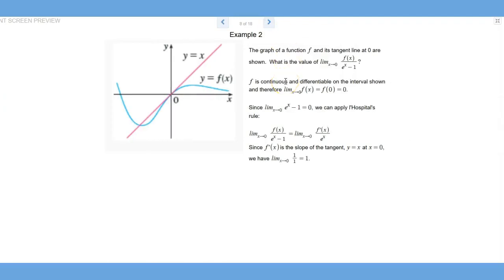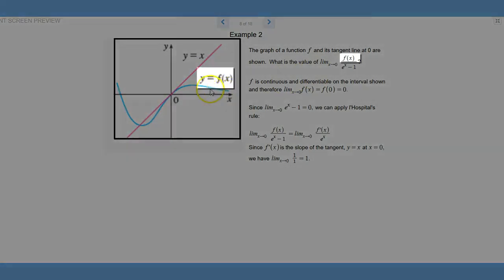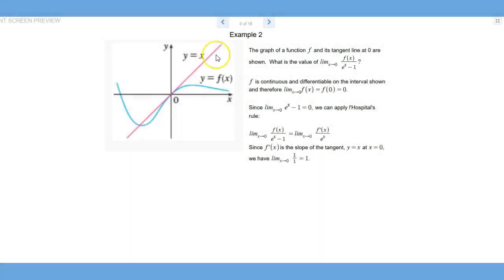Here's another example based on a graph. This time we have the graph of just one function, f of x, and its tangent line, y equals x, at x equals 0. So again, we can see that the function's continuous, and so differentiable on that interval. And since it's continuous, the limit as x goes to 0 of f of x is f of 0, and we can see from the graph that's just 0.